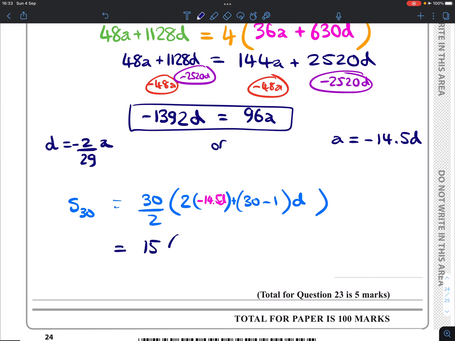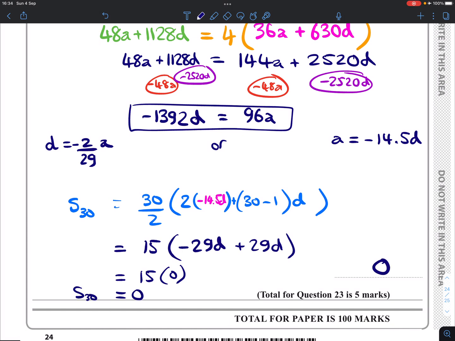Something magical happens. When you multiply this out, you're going to end up with a minus 29D, because you double negative 14.5. This term here, 30 minus 1, is going to give us a plus 29D. And what actually happens here is that inside this bracket, we end up with a 0, which means the sum of the first 30 terms is 0.